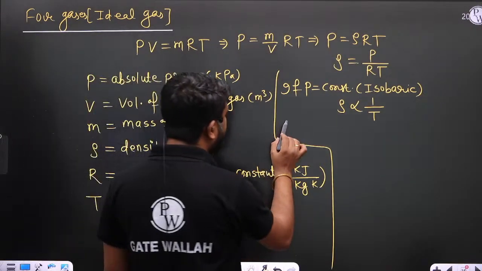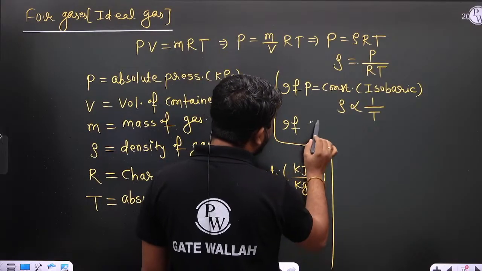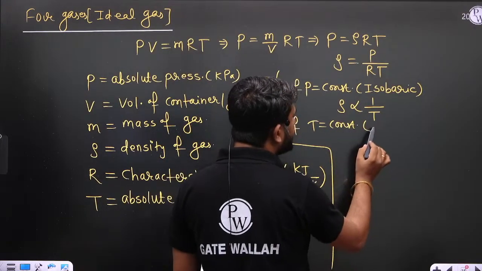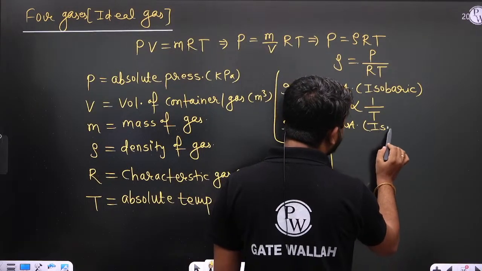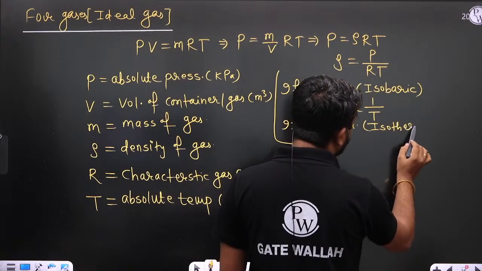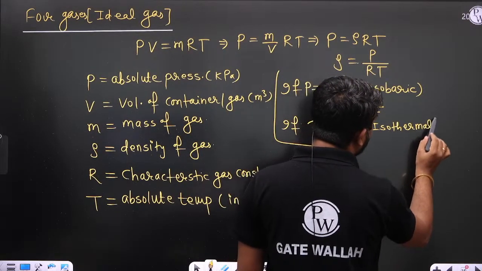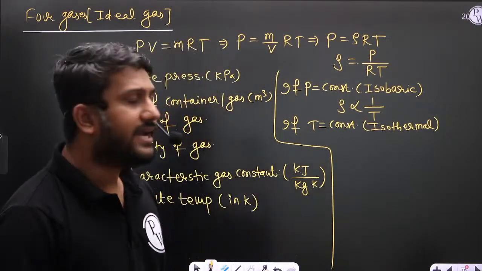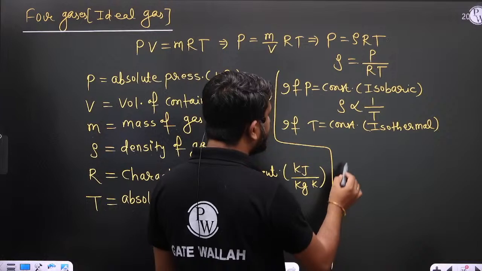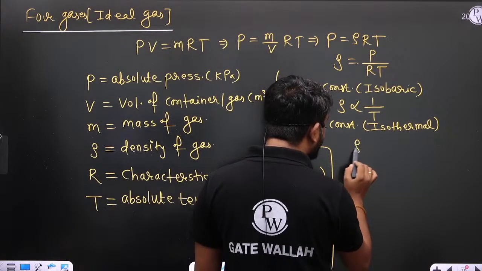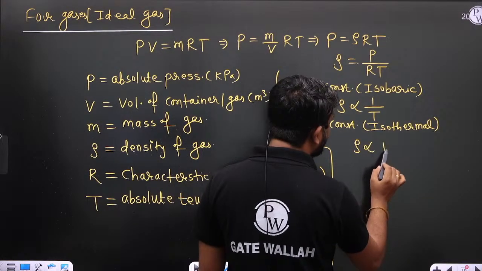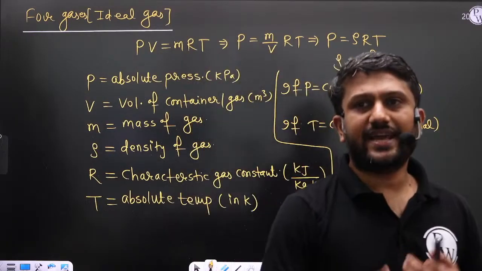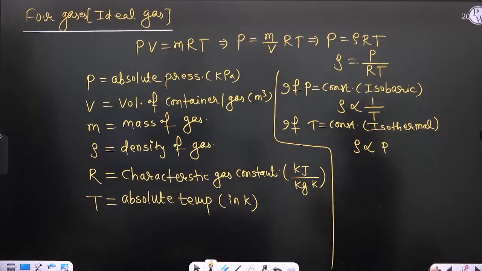And if temperature is constant, that means isothermal condition. At this condition, rho is directly proportional to P. So it is very much clear.